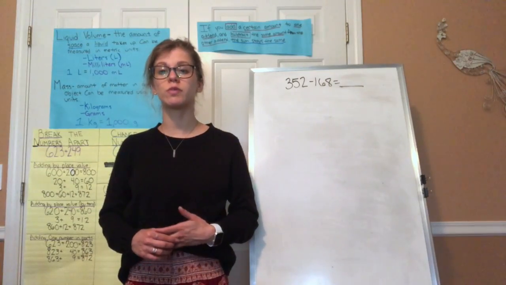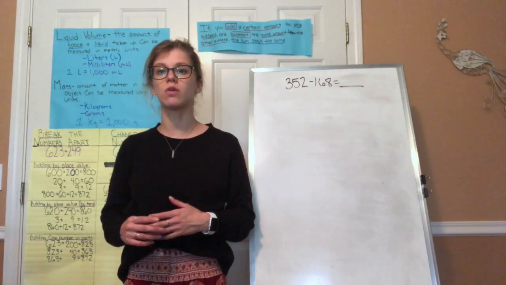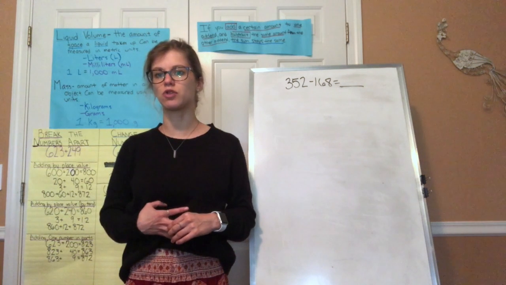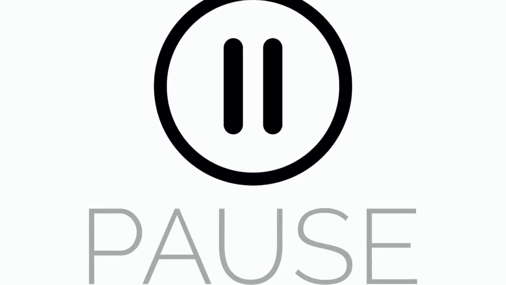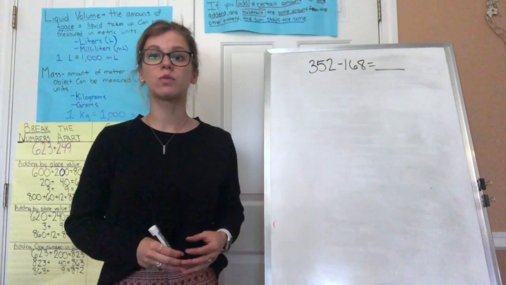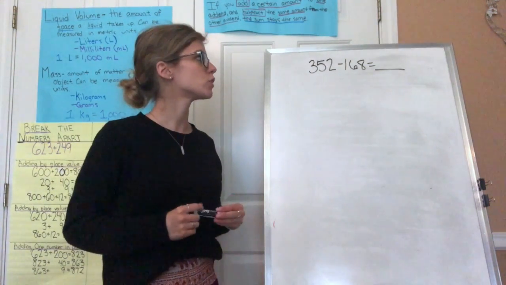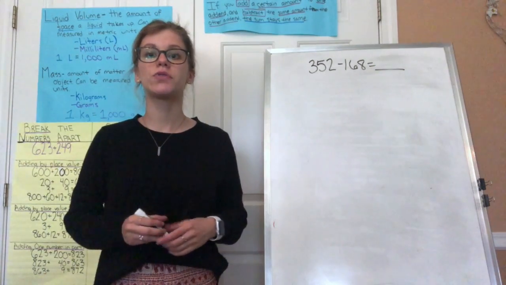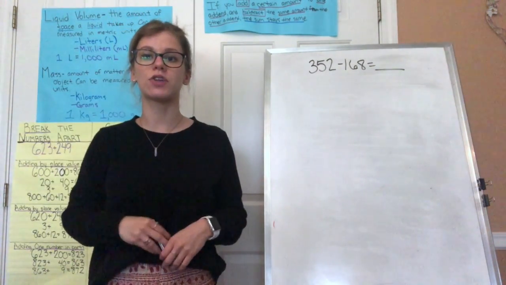What I want you to do is, before we go over how to solve this problem, pause the video and go to the assignment tab and comment below the 3 different types of subtraction problems we just went over. Even though our problems were different types of subtraction problems, they all had the same equation, which was 352 minus 168. What I want you to do now is pause me and solve this by yourself, and we're going to come back and share our strategies.